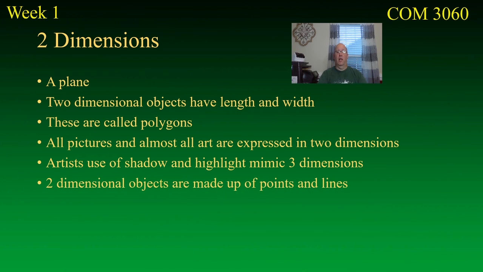Now, 2-dimensional objects are made up of points and lines. So, for example, a square would be made up of 4 points. A triangle would be made up of 3 points. A square could also be described as being made up of 4 lines, depending on how you look at it, but that's basically it. And so that's 2-dimensional objects.